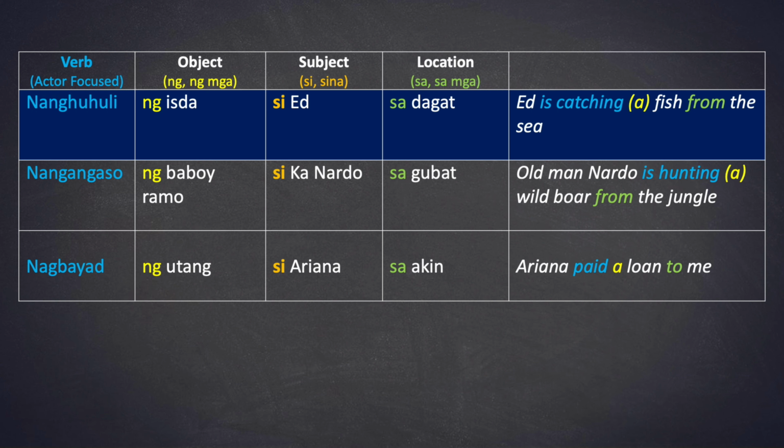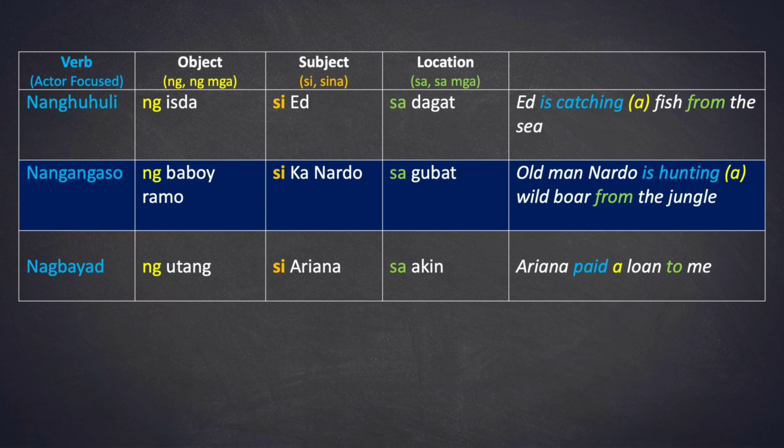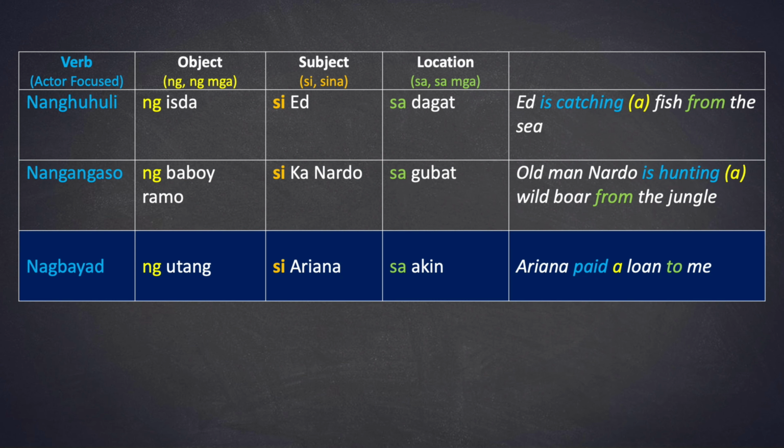Nanghuhuli ng isda si Ed sa dagat. Ed is catching fish from the sea. Nangangaso ng baboy ramo si Nardo sa gubat. Old Man Nardo is hunting wild boar from the jungle. Nagbayad ng utang si Ariana sa akin. Ariana paid a loan to me, which means Ariana paid me the money she owes me. I know the translation is quite bad, but I'm trying to approximate what the Tagalog phrase is in English.